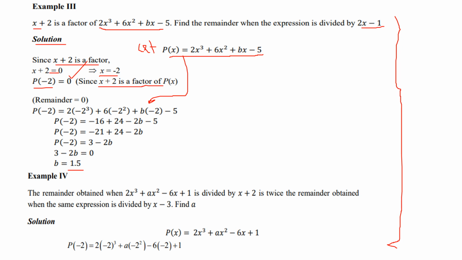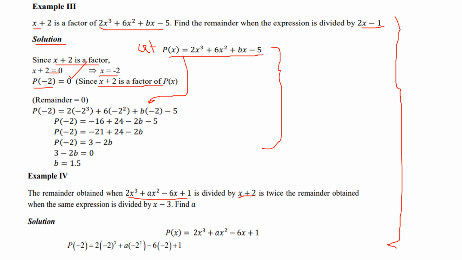So let's go to example 4. Now in example 4, we have told you that the remainder obtained when the polynomial function of x given by this function is divided by x plus 2. Now this question, we didn't proceed with the nth part. They say find the remainder when the polynomial is divided by 2x minus 1.